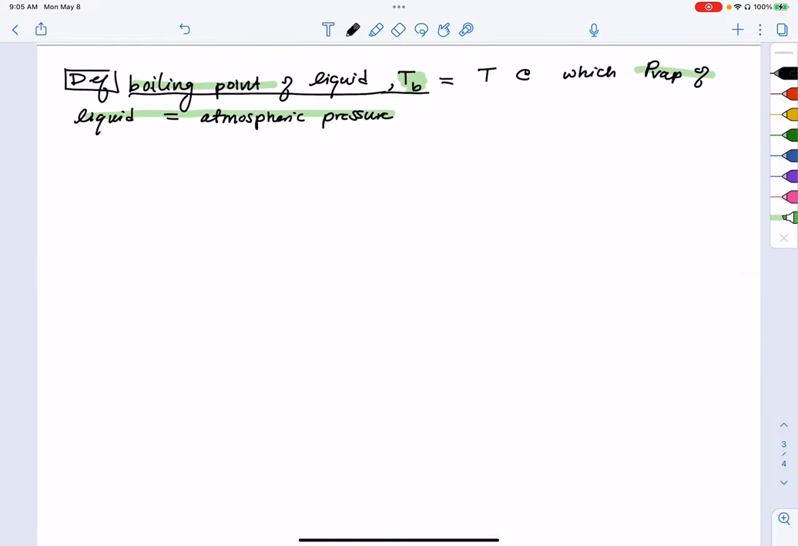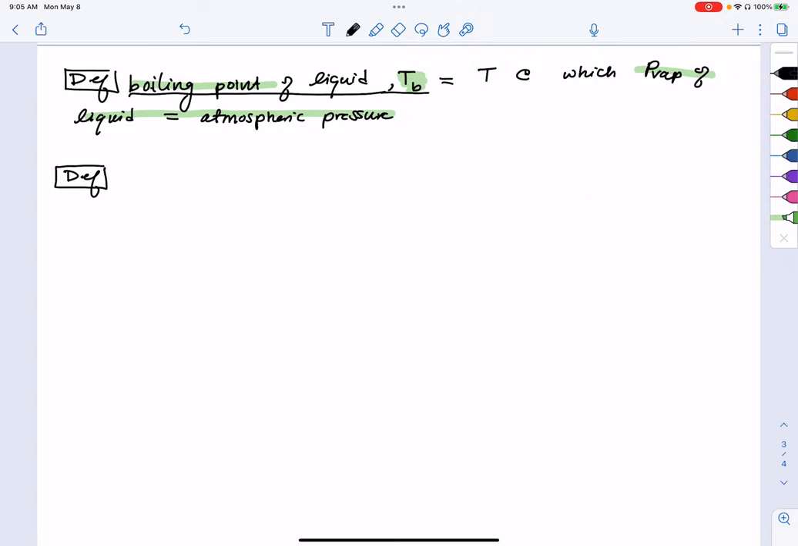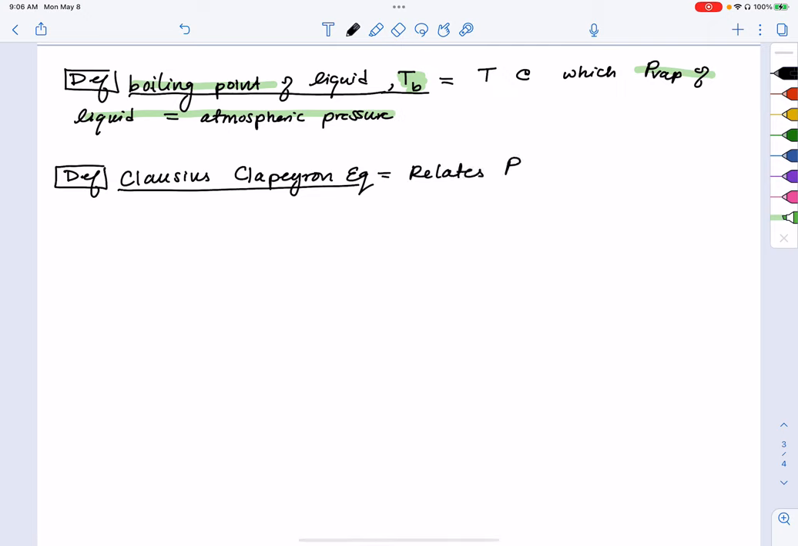So how then do we model that exponential relationship? Well, we do so using my favorite equation in the sense that it is so much fun to say. We use the Clausius-Clapeyron equation. And the Clausius-Clapeyron equation is an equation that relates the vapor pressure of a liquid to temperature. This is going to depend on a couple of things.